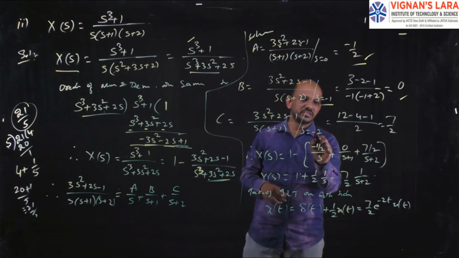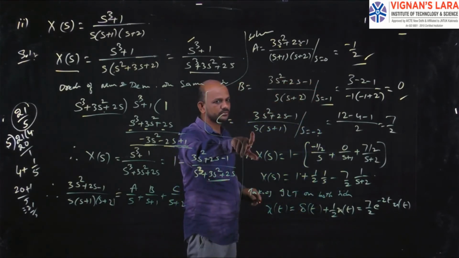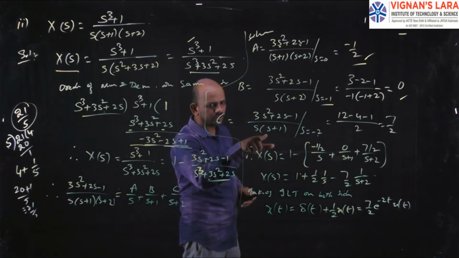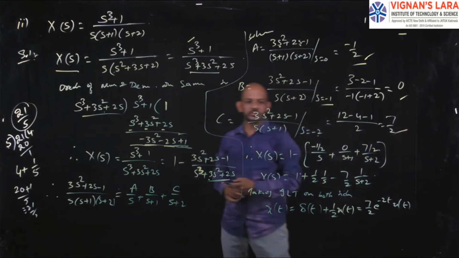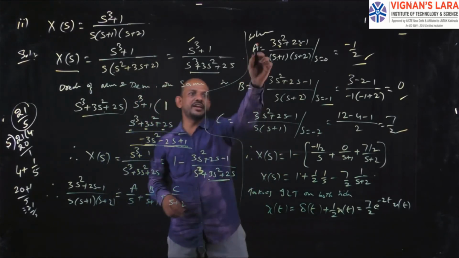Okay. So this is minus 2. Put here as minus 2. Minus 2 plus 1. Minus 2 plus 1 is minus 1. So minus 1 into minus 3 is 2. So answer is 7 by 2. 12 minus 4 minus 1. 12 minus 5 by 2, that's 7 by 2. Okay, I got the values of A, B, C.